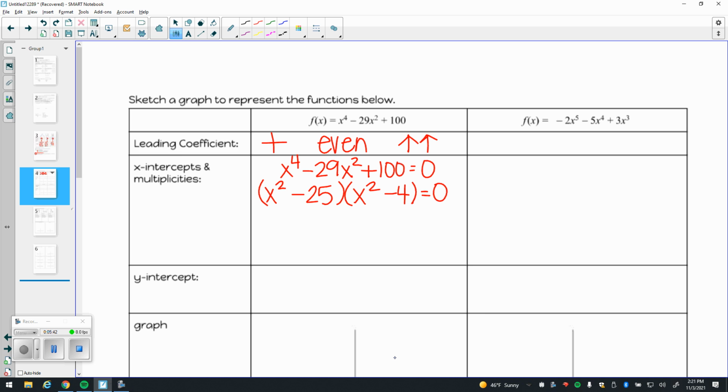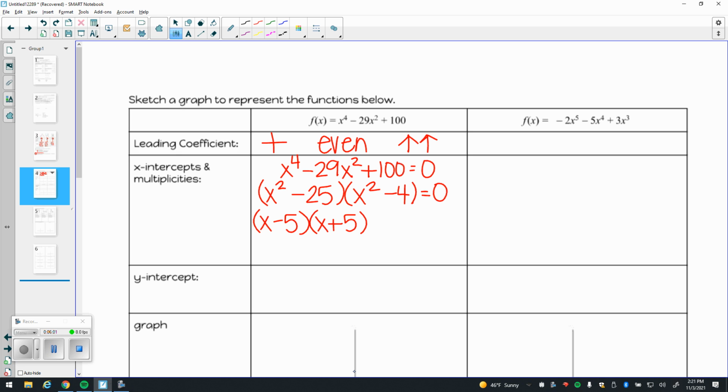Is this 100% factored? No. Now, in previous math classes, was this 100% factored? Yes. In my class, it's not, because you have to actually find those zeros. How do I factor x squared minus 25? So that's x minus 5 times x plus 5, right? Difference of 2 squares. Yes?